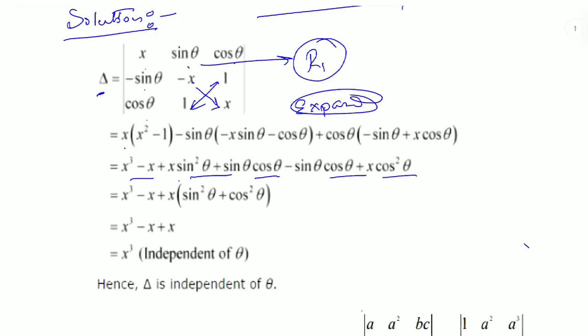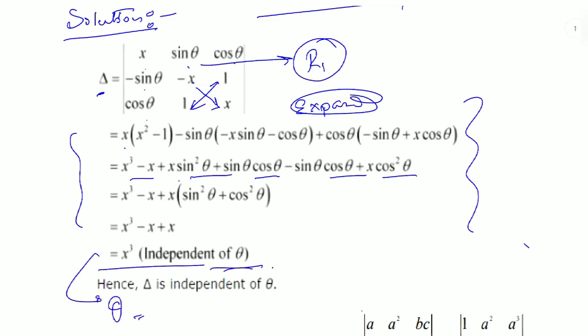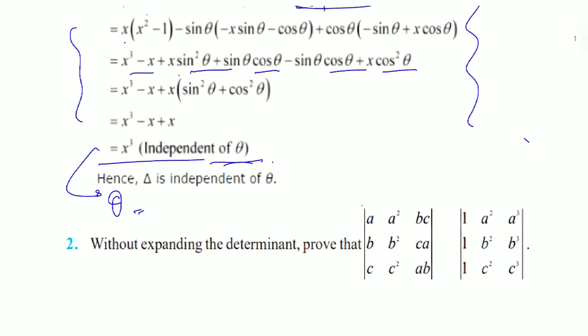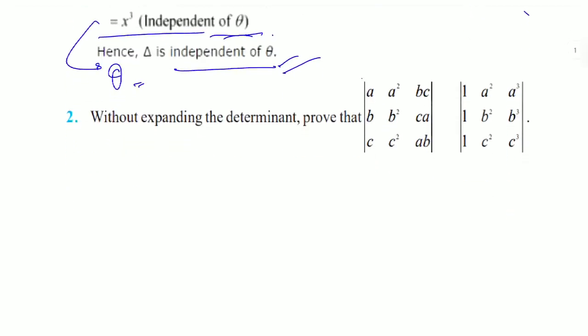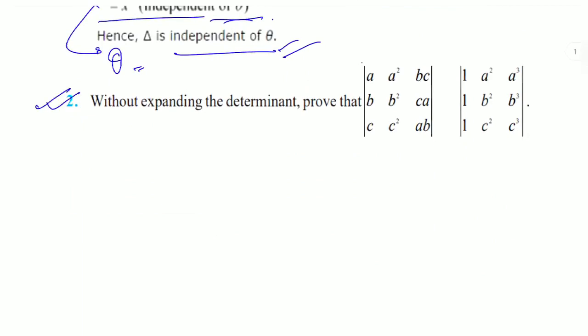So let's not go into the mathematical jugglery over here. We know the process, so that we can get x cube, which is actually independent of theta. The result does not contain theta, which indicates that it is independent of theta, hence it's proved. Okay, now let's solve question number 2.